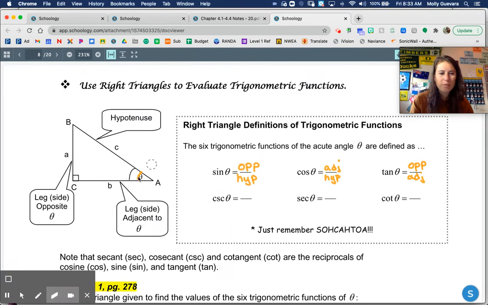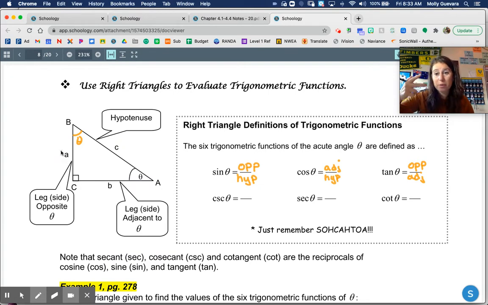And remember that would change, right? If I was looking then at angle B instead, then my sine would be B over C, and my cosine would be A over C, and then my tangent would be B over A. So they would be swapped there. So it just depends on what angle you're trying to find.